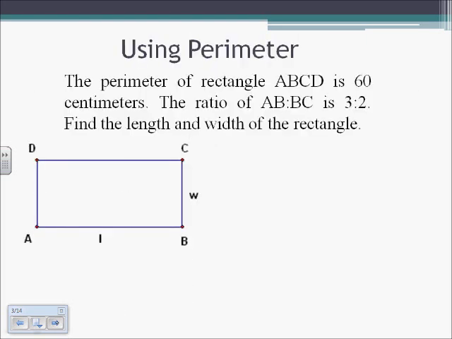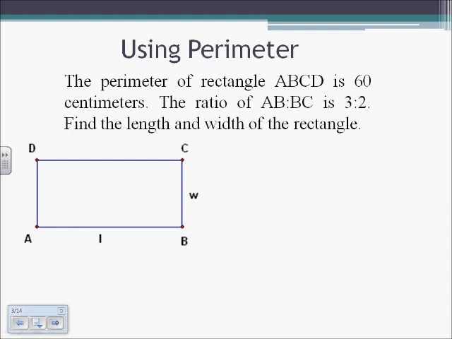Alright, next question. That was basically just our little definitions. We're going to use that in ratios of sides to apply things in geometric concepts. It says the perimeter of rectangle ABCD is 60 centimeters. The ratio of AB to BC is 3 to 2. Find the length and width of the rectangle.